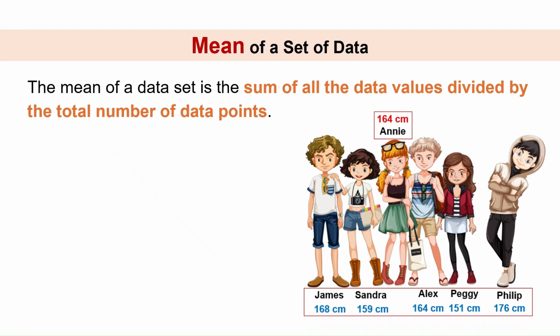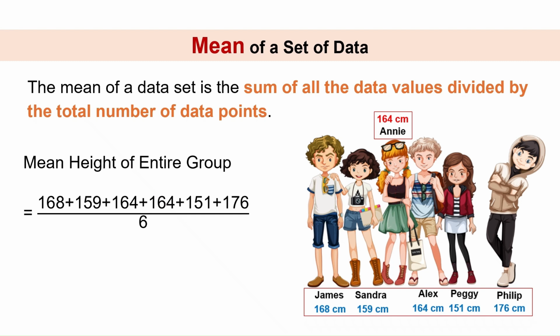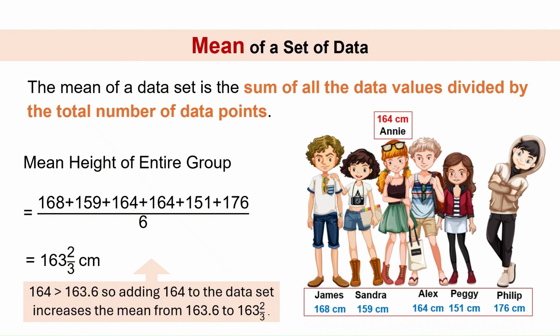What if we want to find the mean height of Annie together with her 5 friends? Then, the mean height of the entire group can be found by summing all the 6 heights and dividing by 6. This gives a new mean of 163 2/3 cm. We can see that because Annie's height is 164 cm, which is slightly more than the previous mean of 163.6 cm, adding her height to the data set to recalculate the mean only increases the new mean by a little bit.